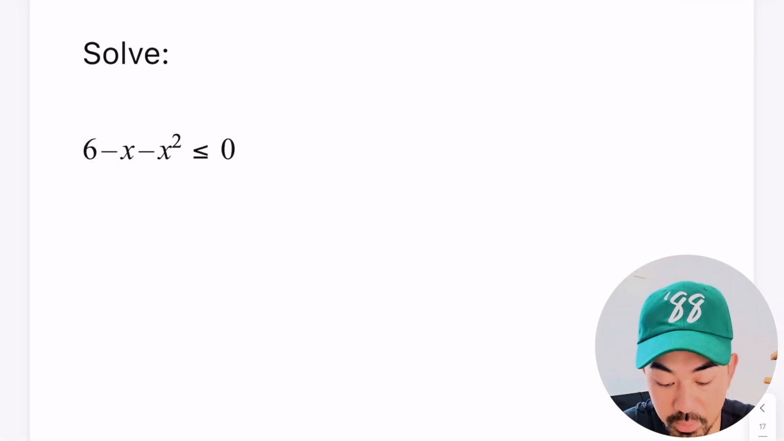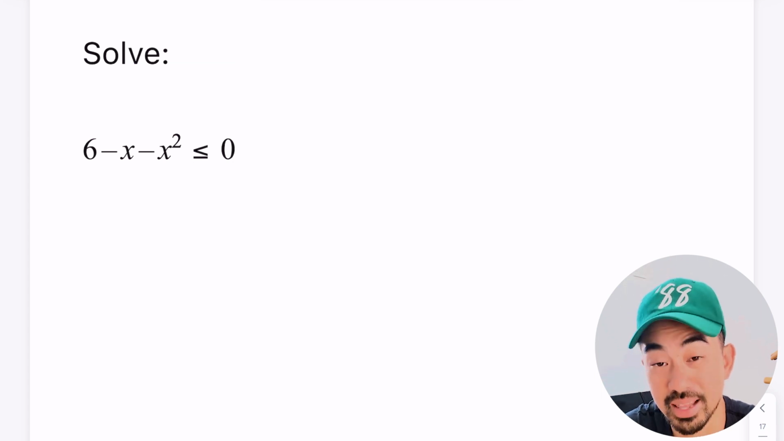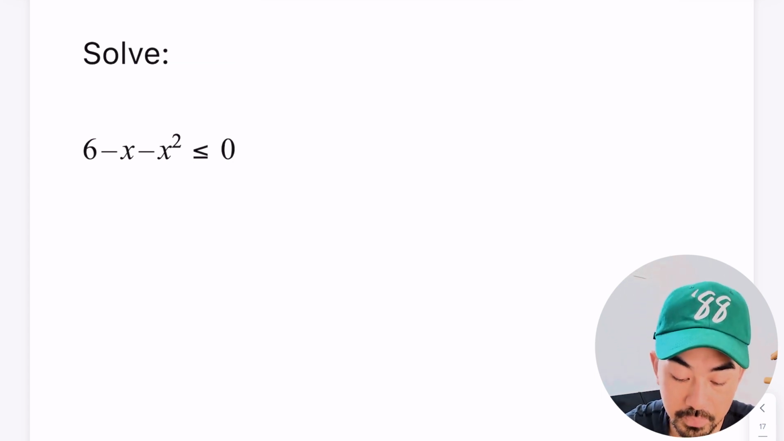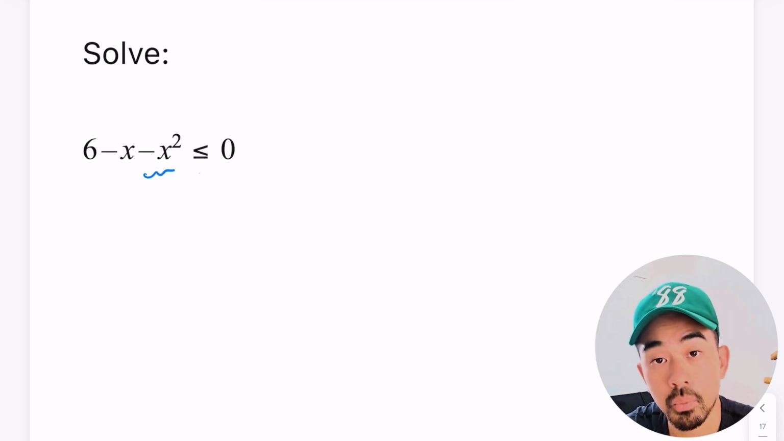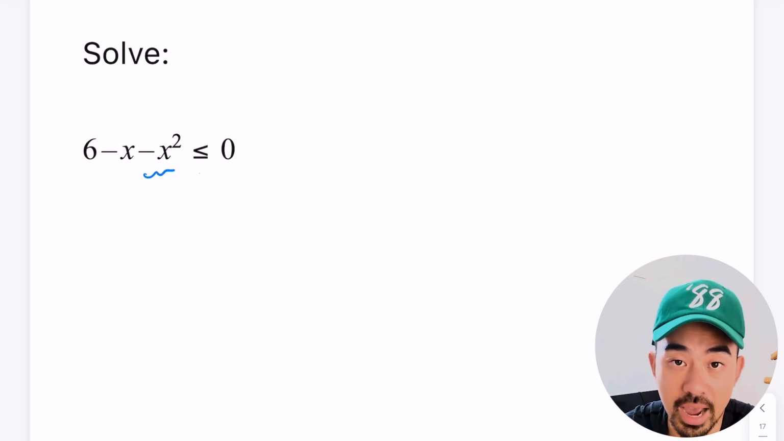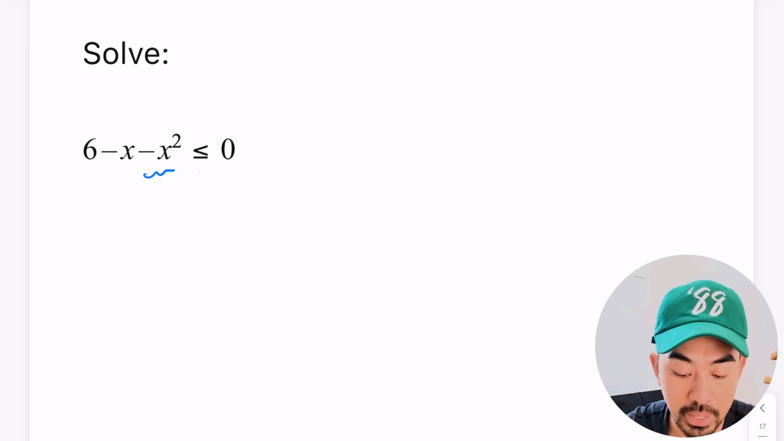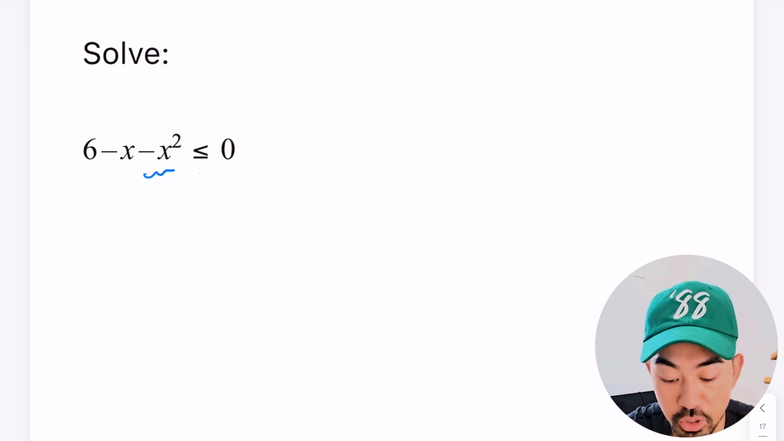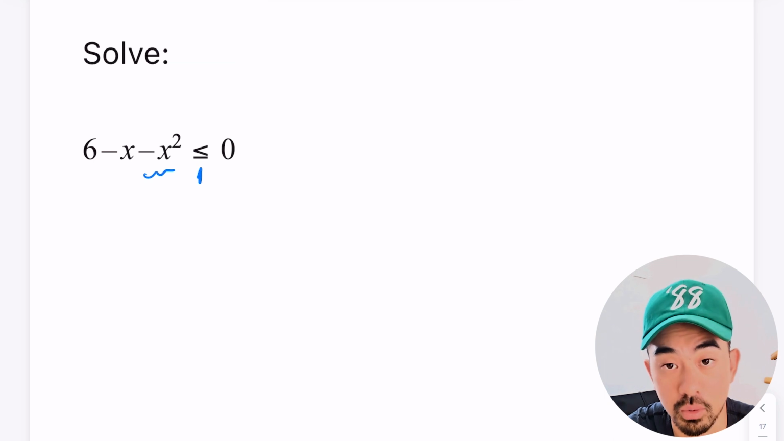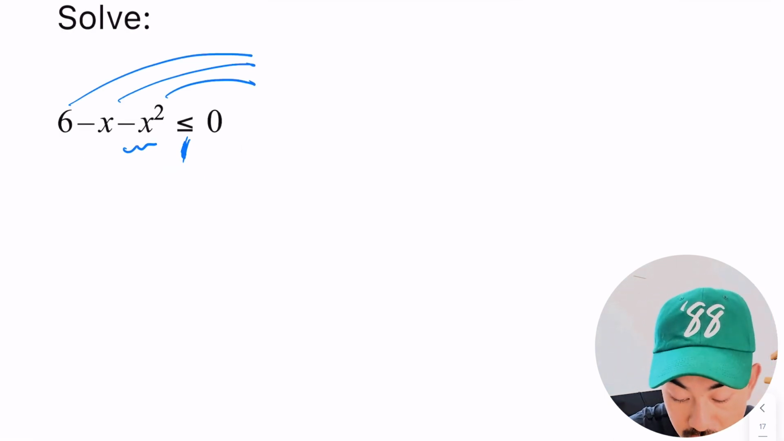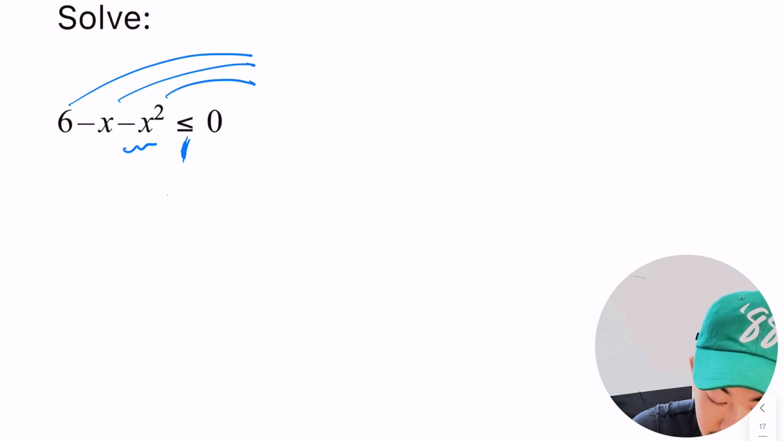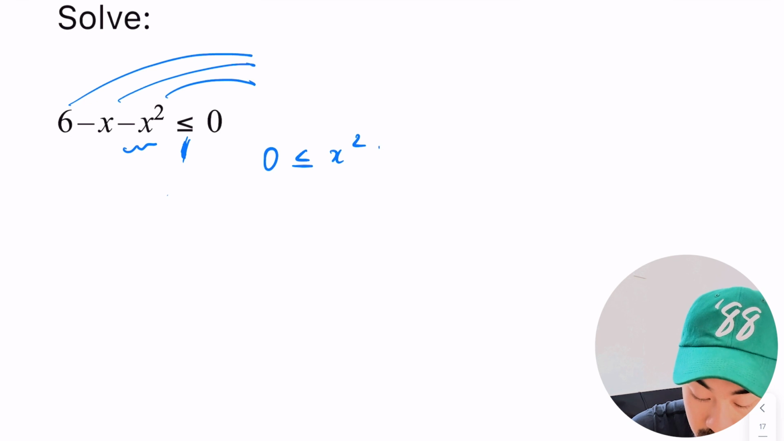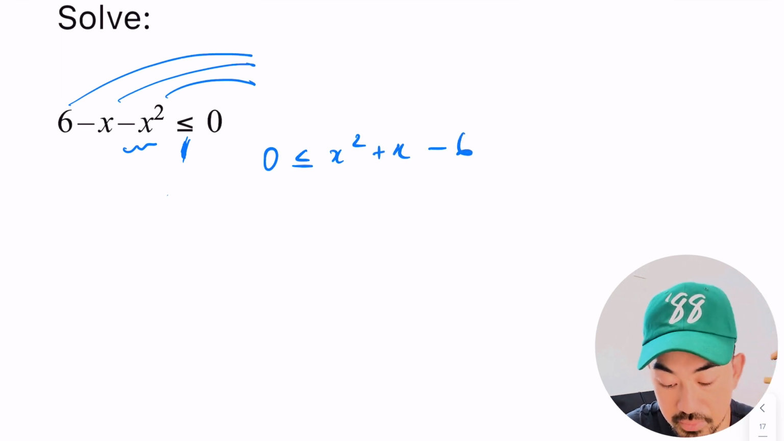Okay, so here's the next example. 6 minus x squared is less than or equal to 0. Now, personally, I don't want to work with minus x squared. So what I'm going to do is I want to move everything to the other side. And then by doing that, I'm going to have a positive x squared. The only thing I need to take note of is I need to change this inequality. Okay, so when you move everything to the other side, what you're going to have is 0 is less than or equal to x squared plus x minus 6.